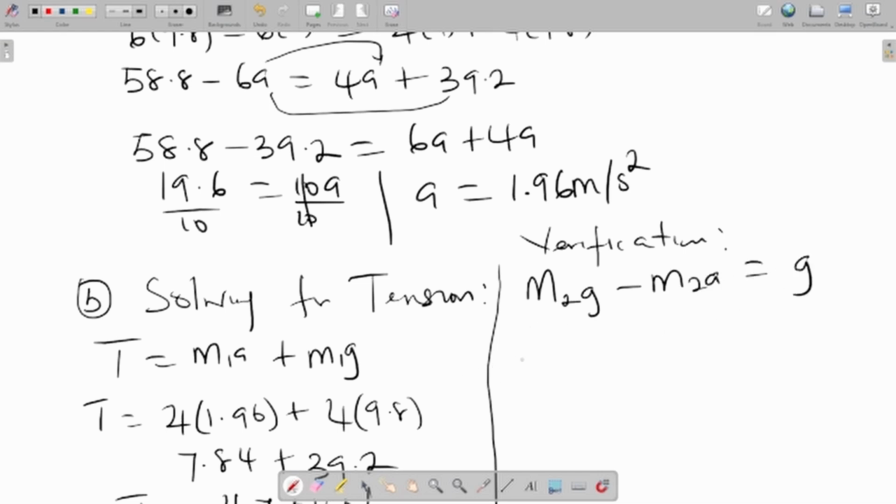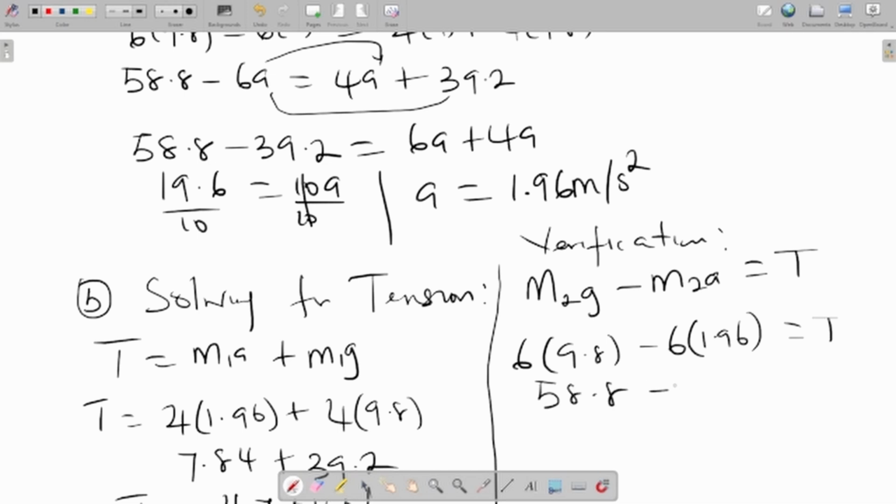Now let's substitute our values. Our mass 2 is 6 kg, and we're multiplying it by 9.8, minus our mass 2, which is 6, multiplied by our acceleration, which is 1.96. This is equal to T, not a G. I made a mistake, please pardon me for that mistake. All right, so let's multiply. 6 times 9.8 will give us 58.8. Here we have 58.8 minus 6 times 1.96, which is going to give us 11.76.